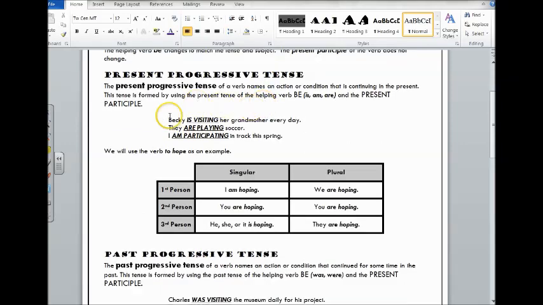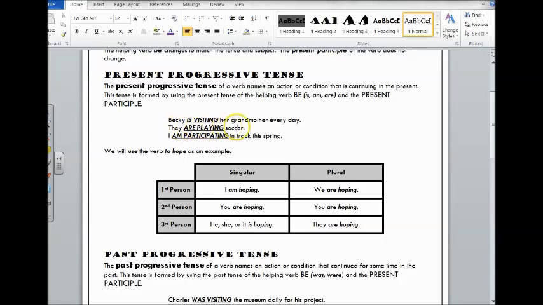So let's take a look at what each one of those looks like. So our present progressive, we use our present tense of be and our present participle. An example using is: Becky is visiting her grandmother every day. Becky is third person singular. That's when we use he, she, or it as pronouns. Singular subjects, and then we use is and the present participle of the main verb, hope. He, she, or it is hoping. Up here, visit is our main verb, so we use visiting. Becky is visiting.